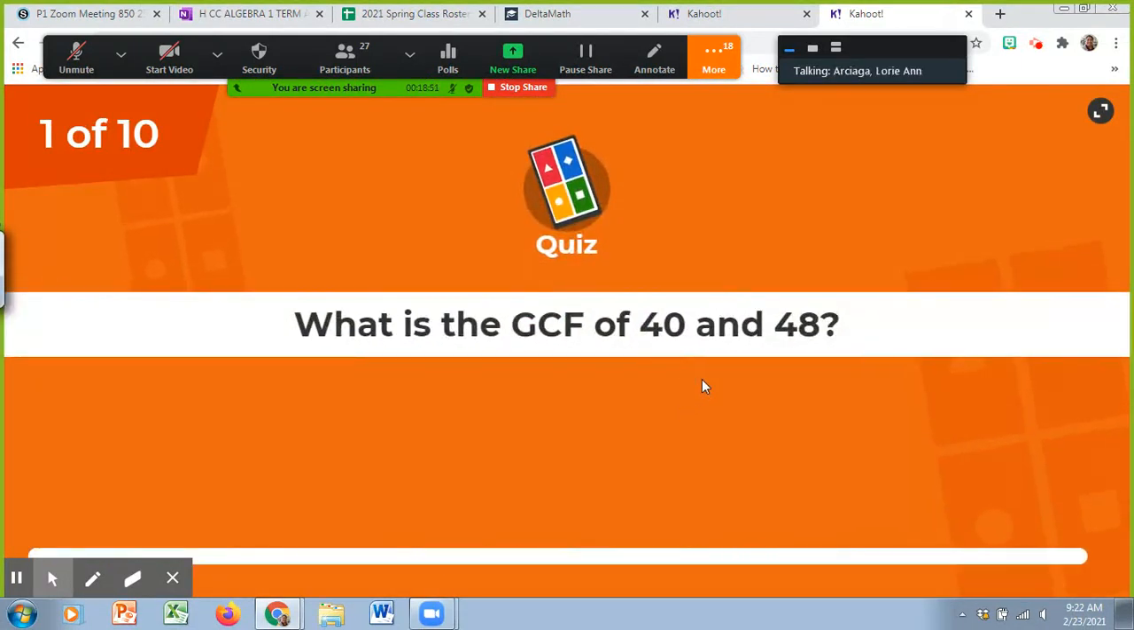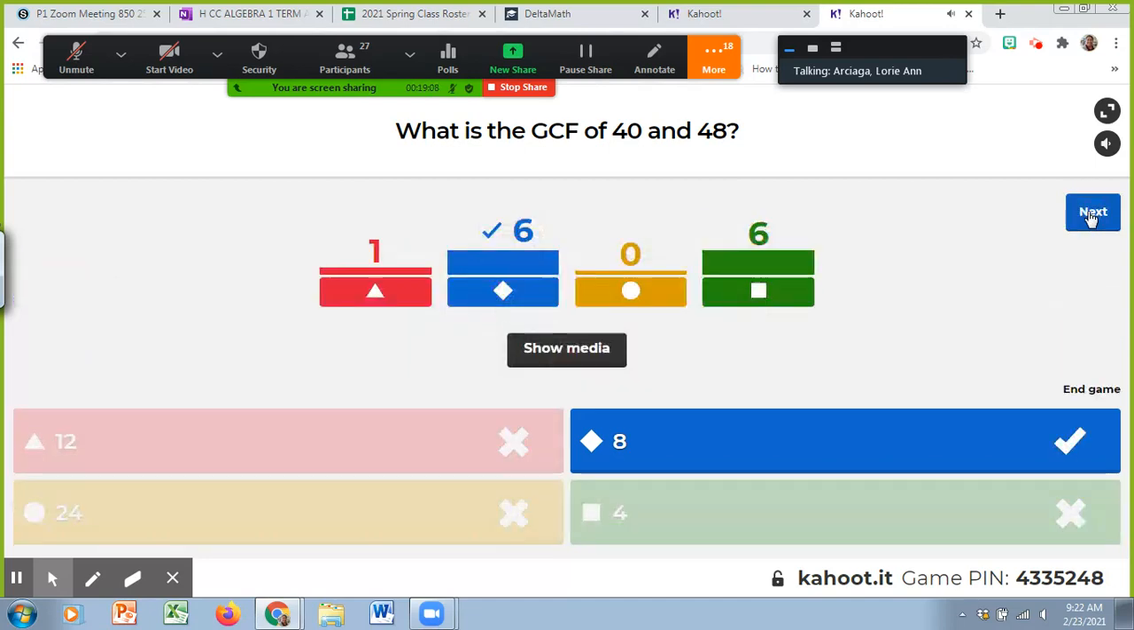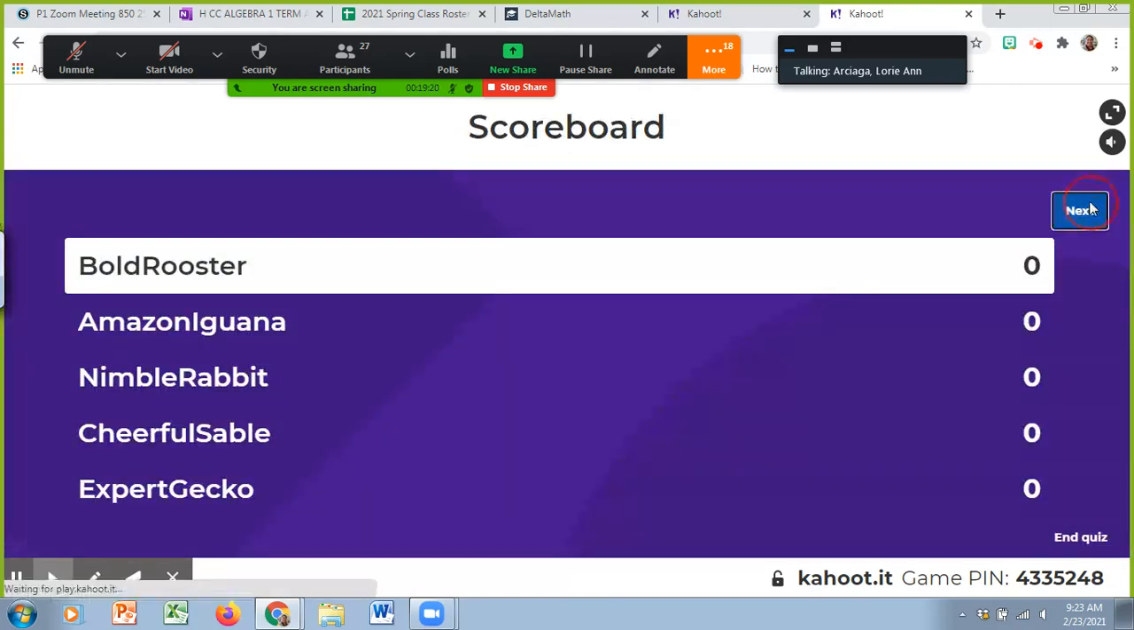Here we go. 40 and 48. Answer quick. 5, 4, 3, 2. All right, next. Ooh, I did not expect that. Some of you answered green. Yeah, 4 is a factor, but you have to pick the bigger one. It's okay, let's keep going.